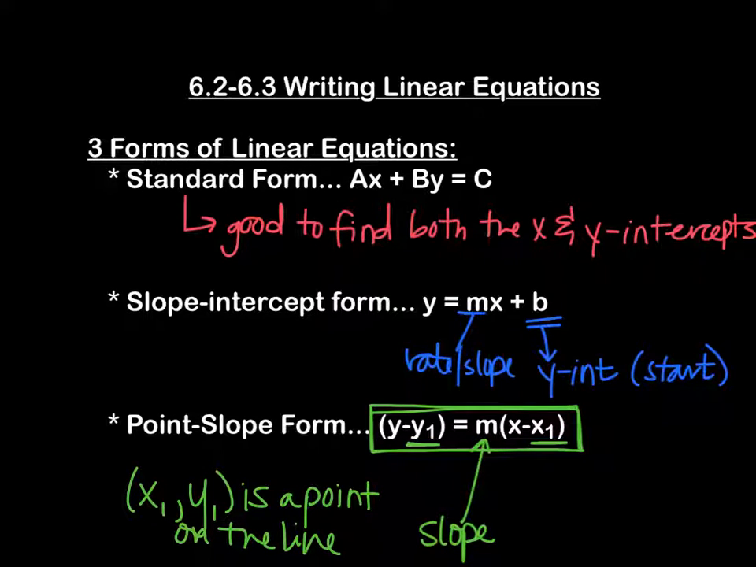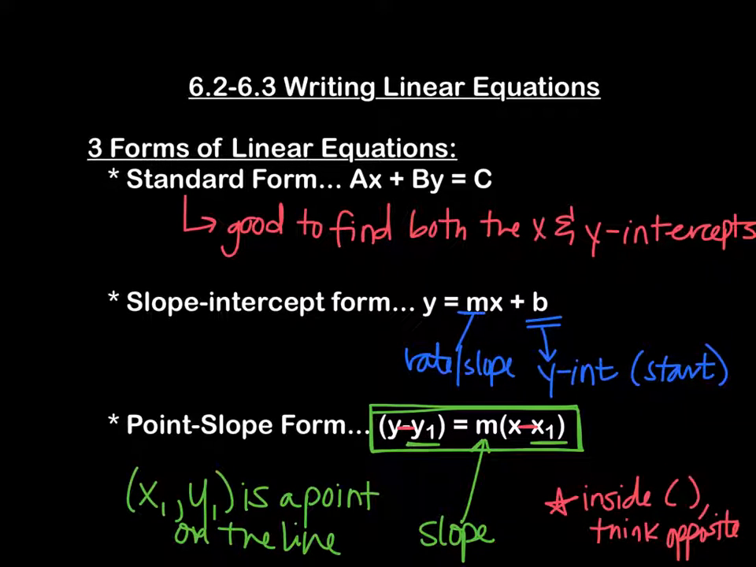And then the last thing that I want you to note, and this is really, really important, because these have minus signs in the formula, it means the point is opposite of what you think. So the last little thing, you need to put a star next to this one that says, anything inside parentheses, we need to think opposite. So let me give us a quick example of point slope form just so you can understand what I'm saying here.